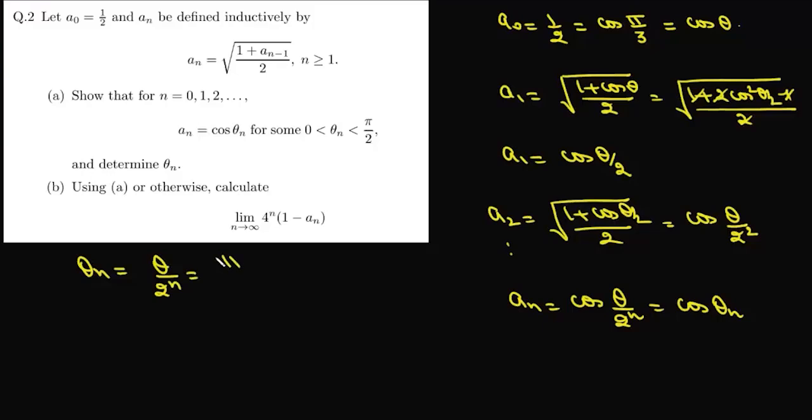So it will be pi by 3 into 2 to the power n, and clearly this value lies between 0 and pi by 2. So that's our first part. Now for the second part, we have to find this limit.